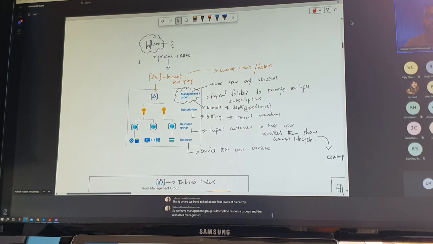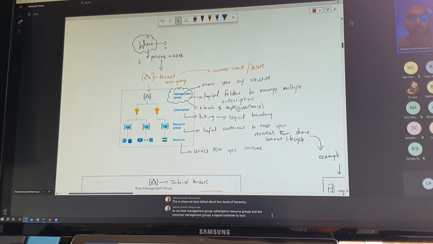Management groups, a logical container to host multiple subscriptions. Subscription, billing purpose, a logical boundary for your resources. Resource group, a logical container to host your resources that share common life cycle. Resource itself, it can be any service that you consume in Azure. Now, management groups are here to help you mimic your organization structure. So that's what we have learned.